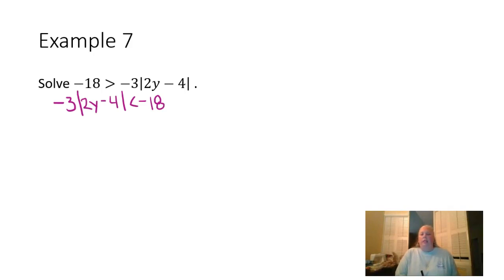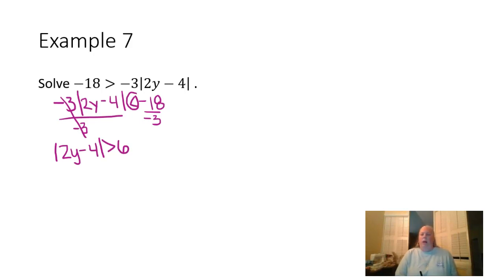Anything that's located outside the absolute values that's multiplied or divided by it is going to have to move over to the other side, which means we need to start off by dividing both sides by this negative 3. Now they'll cancel. That sign is going to have to change direction because we divided by a negative number. That leaves me with the absolute value of 2y minus 4 is greater than positive 6.